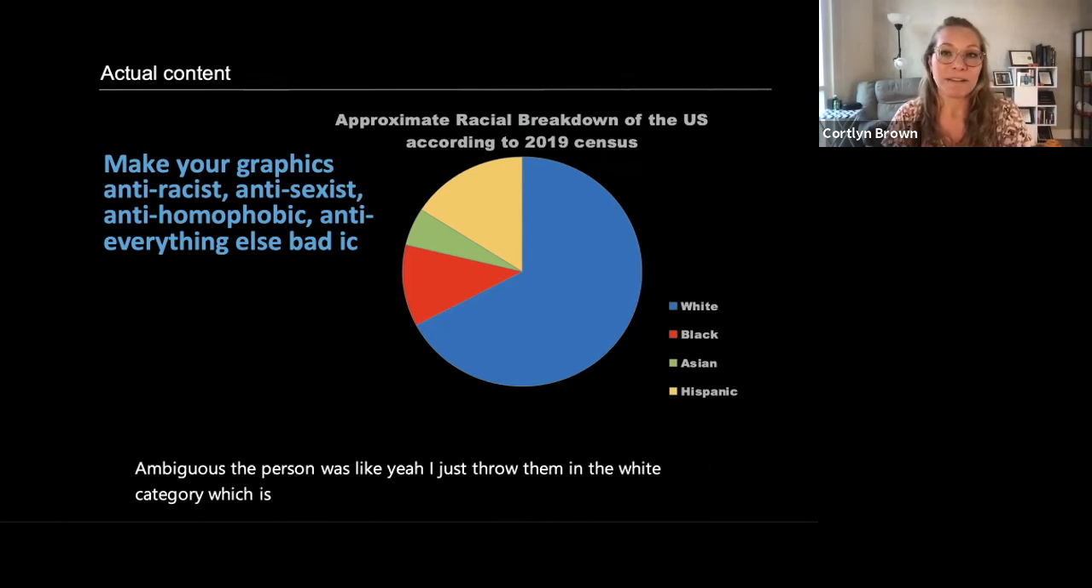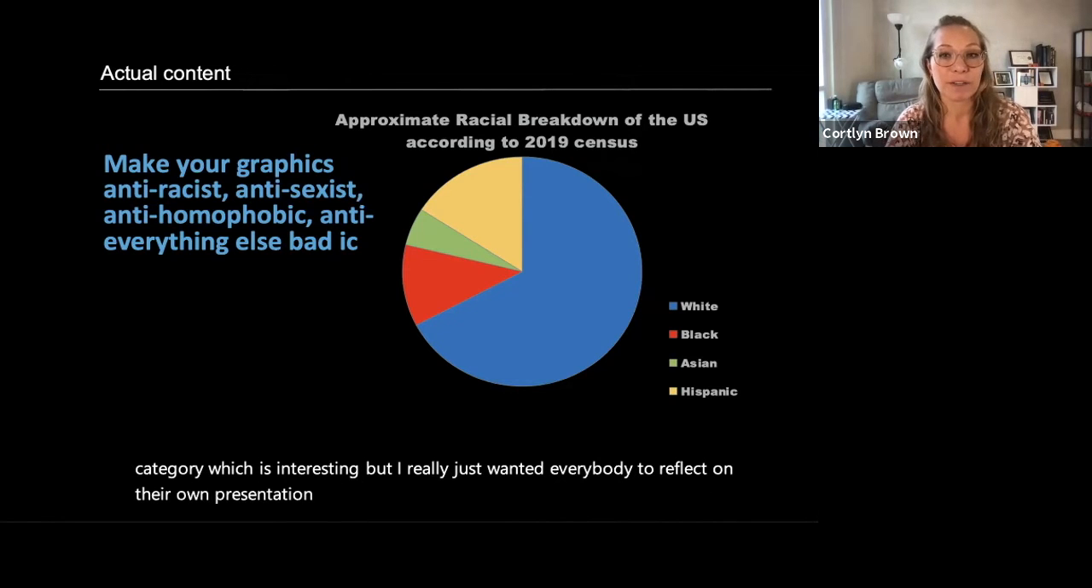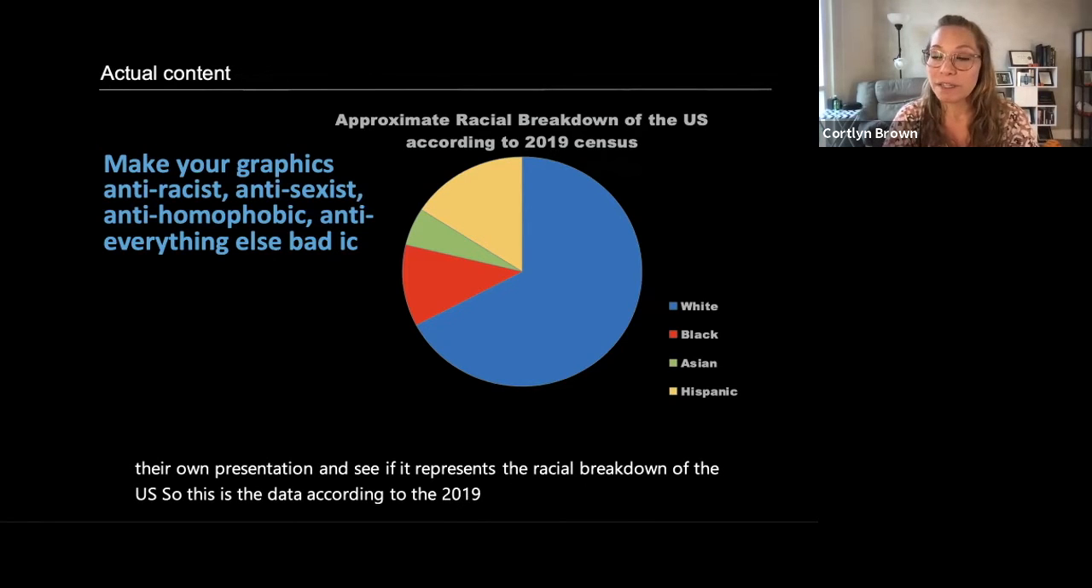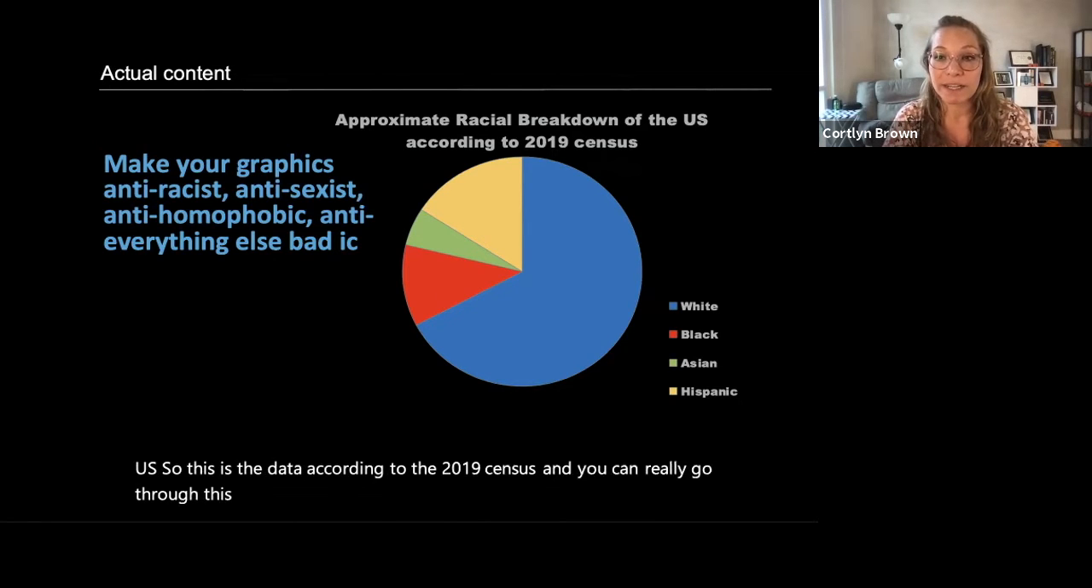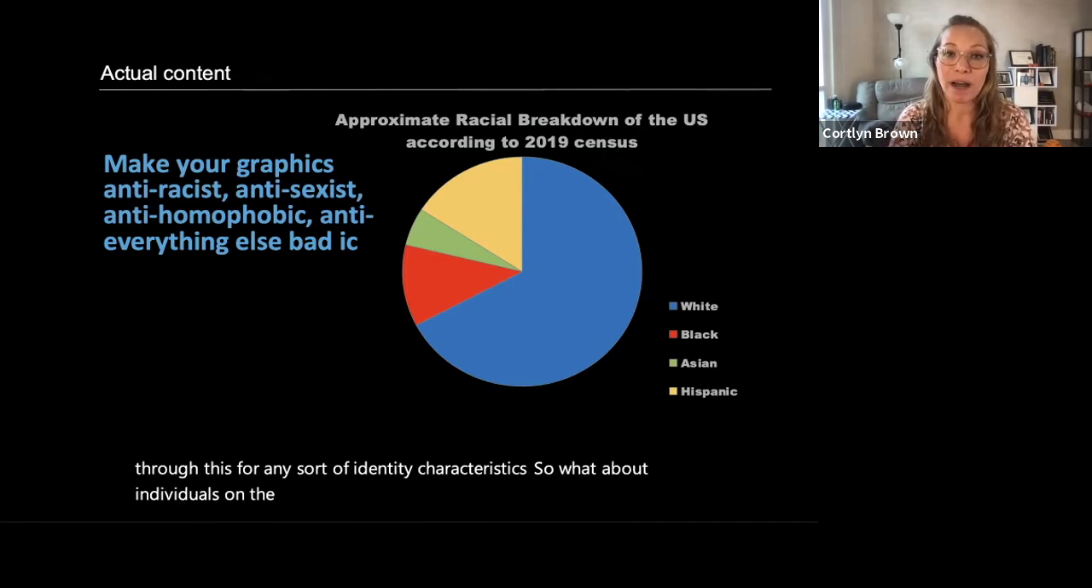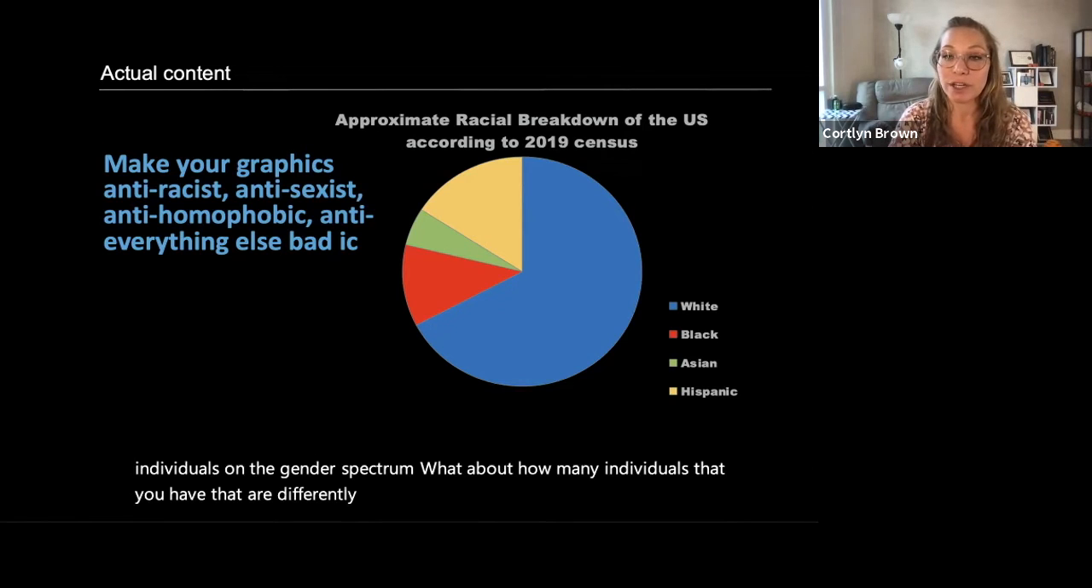But I really just wanted everybody to reflect on their own presentation and see if it represents the racial breakdown of the US. This is the data according to the 2019 census. And you can go through this for any sort of identity characteristics. What about individuals on the gender spectrum? What about how many individuals you have that are differently abled, so a person in a wheelchair? What about individuals with different body habituses?